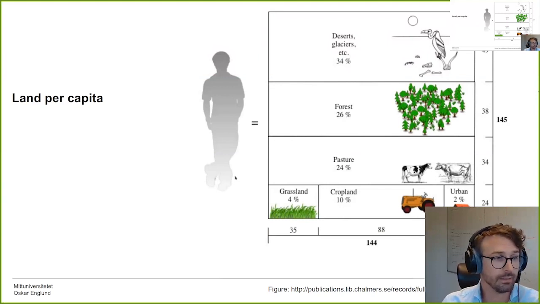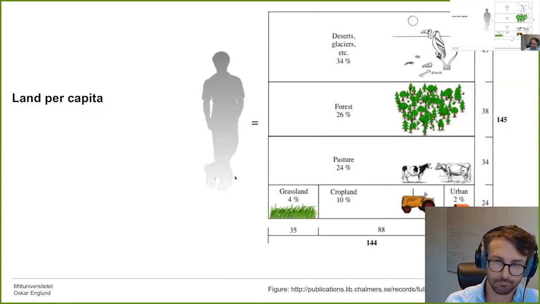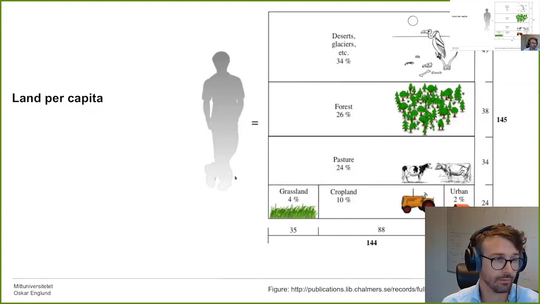Like a third of that would be deserts, glaciers, not very productive land. A quarter of it would be forests, roughly the same amount of pasture. And then we have a little bit of grass for our lawn, perhaps, and some cropland to produce our food, and a little place 20 by 25 meters for our house and all the roads we need to get to work in our workplace, and our share of the supermarket and everything. So this is what we have. And of course, we need this land to produce the food that we need and all the other materials that we need.